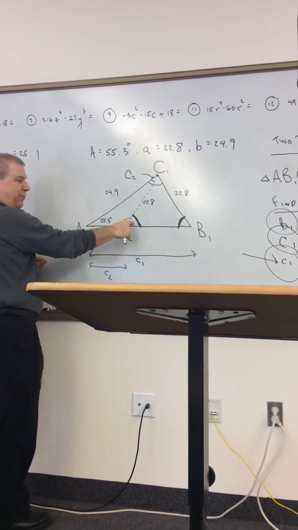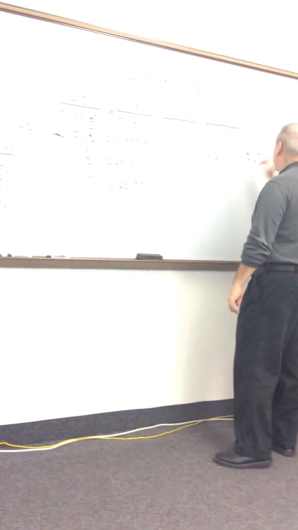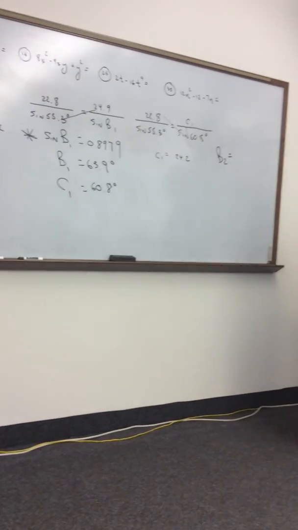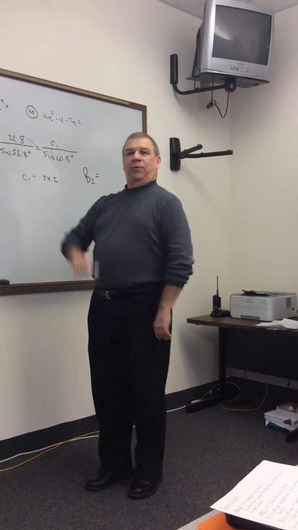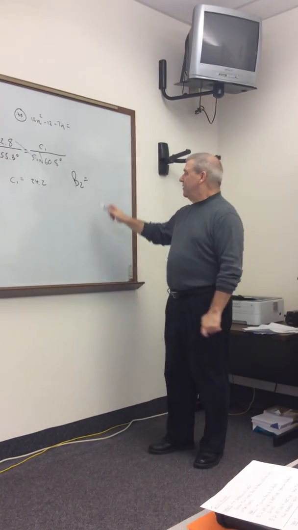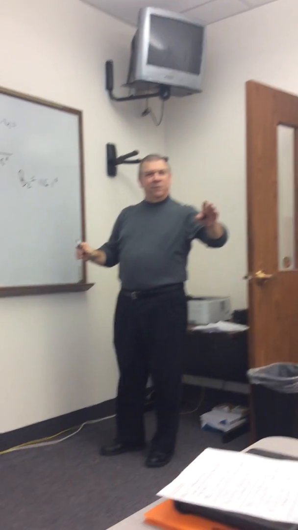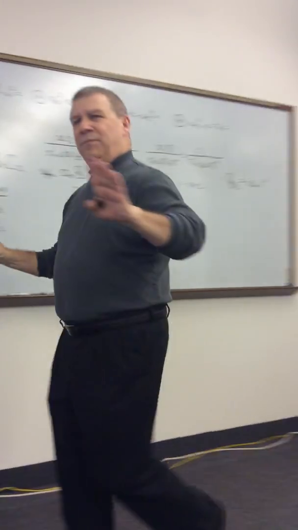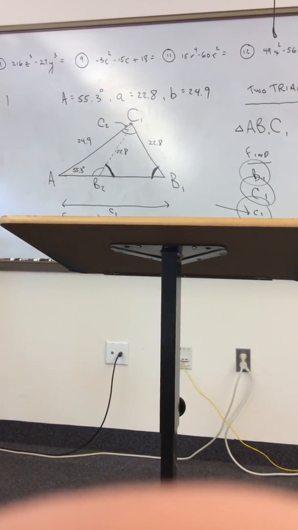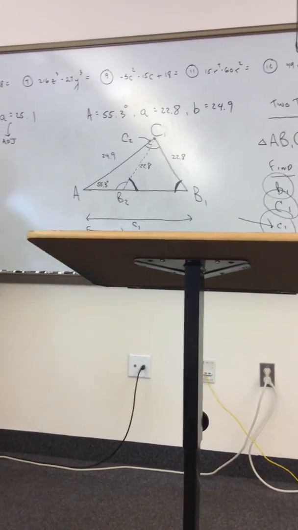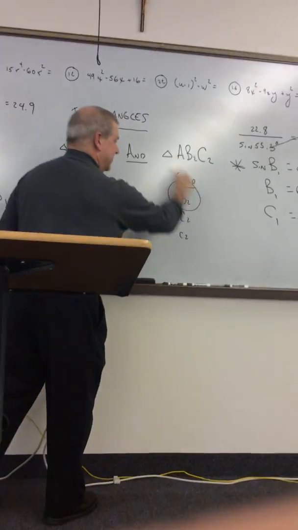So if this is 63.9, what's B sub 2 then? Just take 180, subtract 63.9. Andrew? 116.1. It's greater than 90. But doesn't that make sense? Look at my figure. Doesn't that B sub 2 got to be an obtuse angle? It's this one right here. Okay, you got that one.